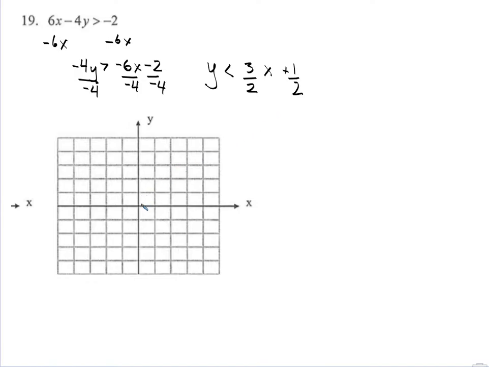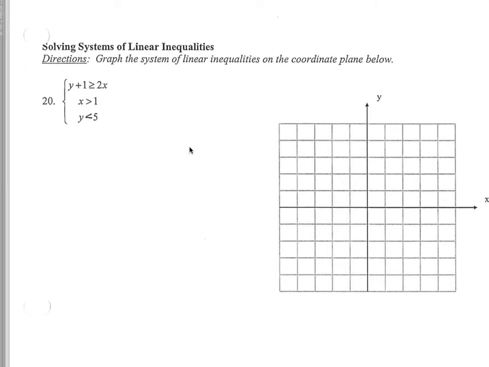So I come up 1 half, and I can just say that's right there if every unit is 1. And then I go up 3 over 2. Up 3, to the right 2. 1, 2, 3, and then right 2 is going to be right there. Same thing, I can go down 3, 1, 2, 3, and then left 2. And I need to make a line. Is that line going to be dashed, or is it going to be solid? It is going to be dashed. And then is it going to be shaded above or below? If it's y is less than, below. All right, so here we go to number 20, that mega problem.